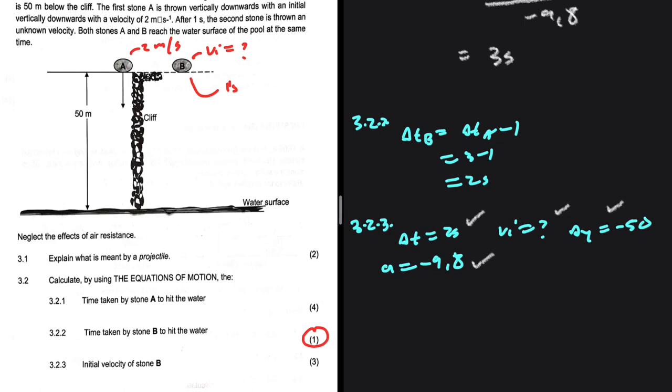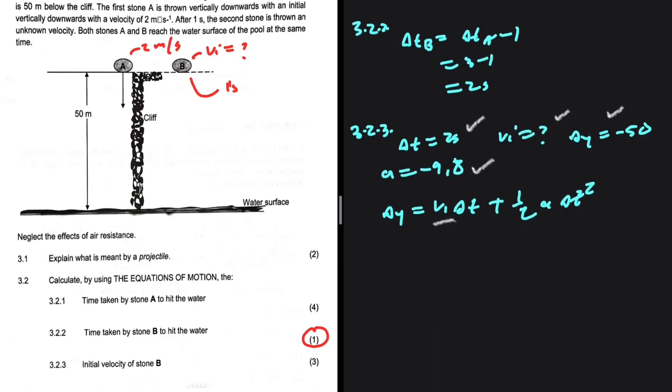I'm looking for VI. Right, I can use delta Y is equal to VI delta T plus a half A delta T squared. I'm looking for VI, so I'm not going to have to solve a quadratic equation. Yeah, I always run away from solving a quadratic equation. I don't like complicating my life unnecessarily. So delta Y, that is minus 50, and VI, it's what I'm interested in. Delta T is 2 plus a half, acceleration minus 9.8, delta T 2 squared.